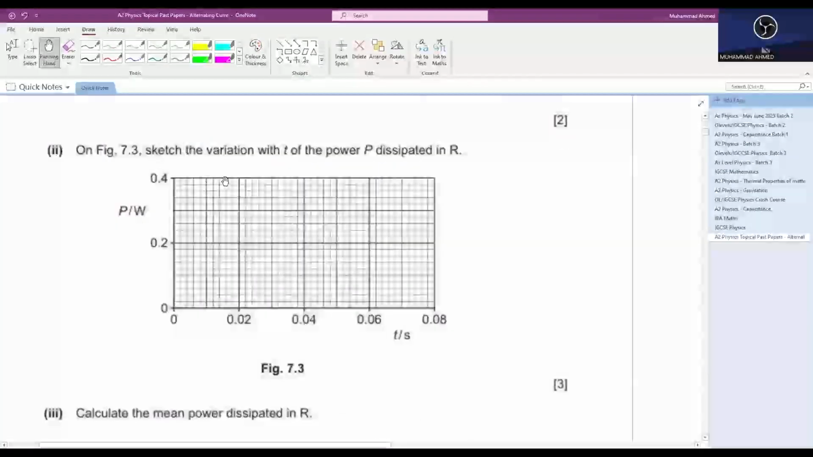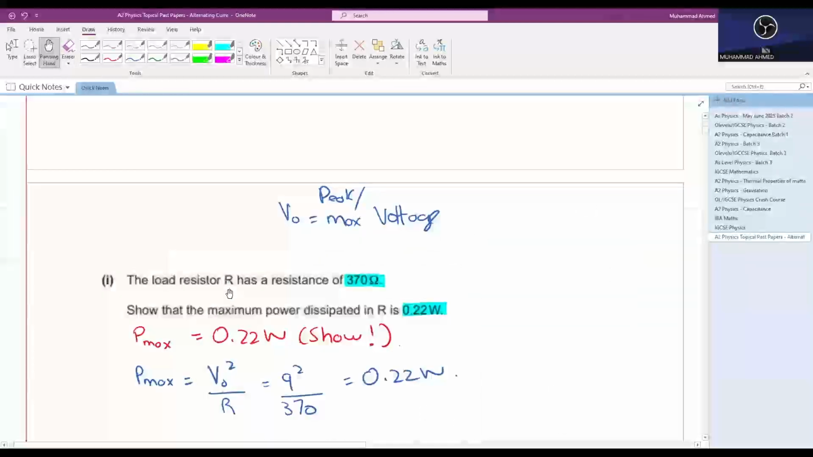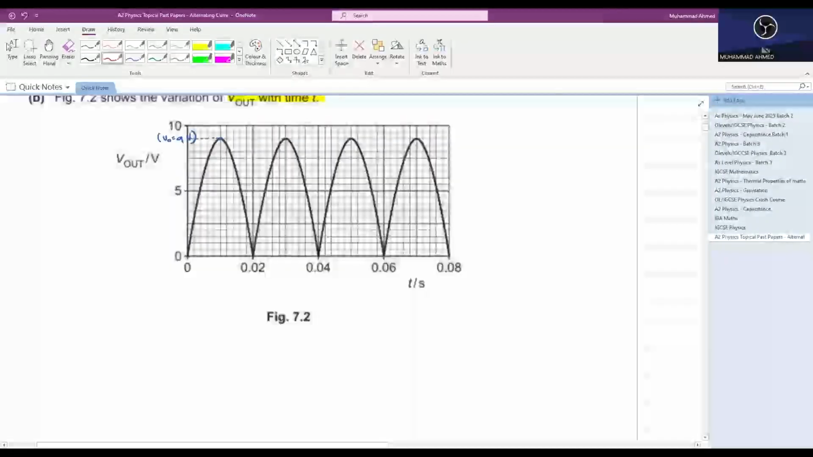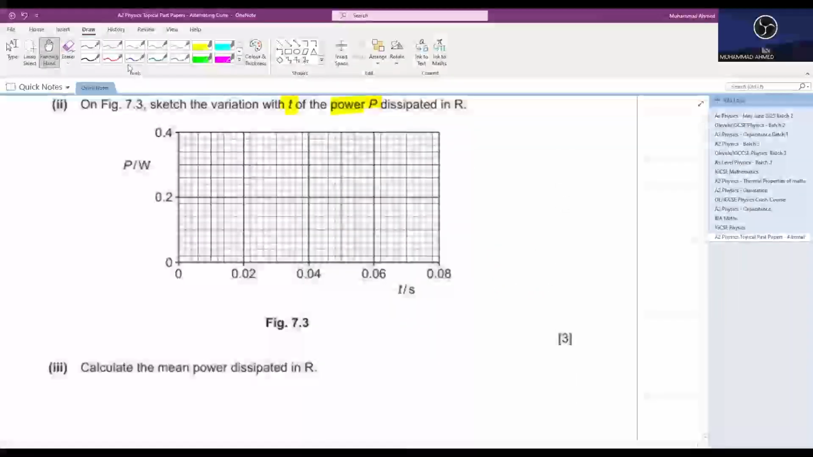On figure 7.3, sketch the variation with time t of the power dissipated in resistor R. So basically we have to draw a graph of power versus time. First and foremost thing, go to the voltage output graph and look for the points where your voltage is 0. At time 0, at 0.02, at 0.04, at 0.06, and at 0.08 seconds, your voltage is 0. That means at these points, your power will be 0. So let's mark these points.